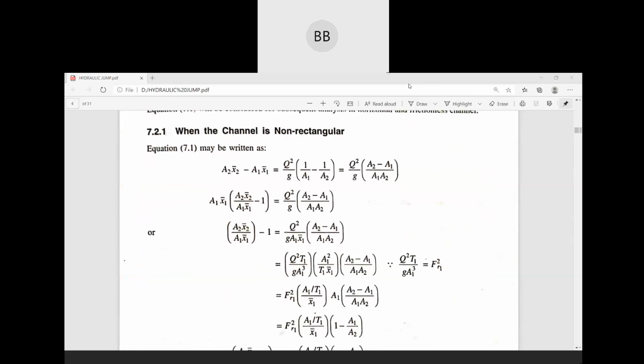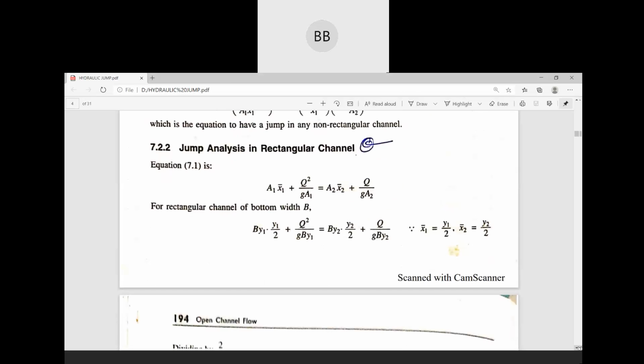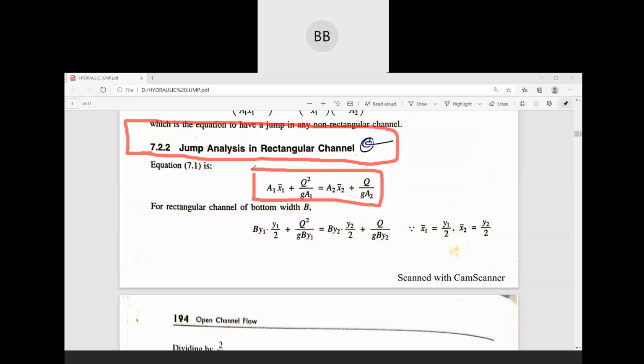Okay, so we move on to the next topic: jump analysis in a rectangular channel. First, you write down this equation. We have derived this equation many times, so you can directly write it down.